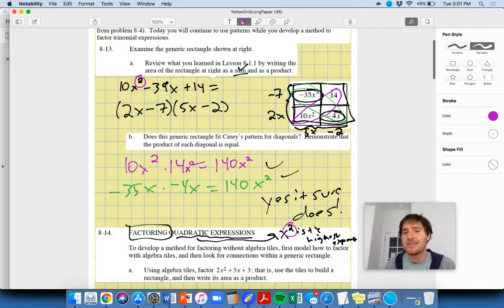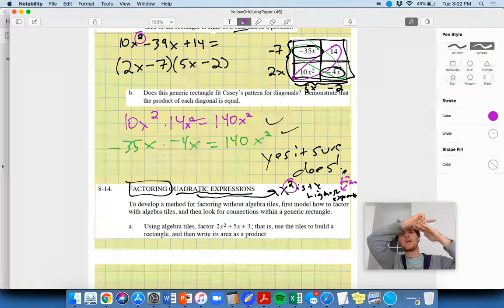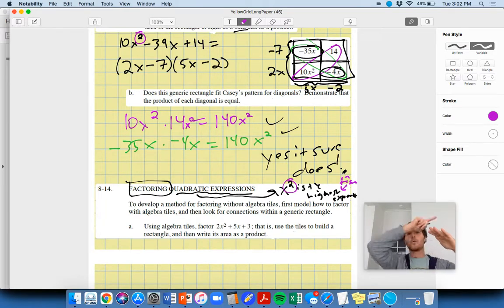You're going to see the highest exponent in the sum. That's what quadratic means. The word quad means 4, and quadratic has a squaring component to it. A square has 4 sides, so that's sort of where the word quadratic comes from.